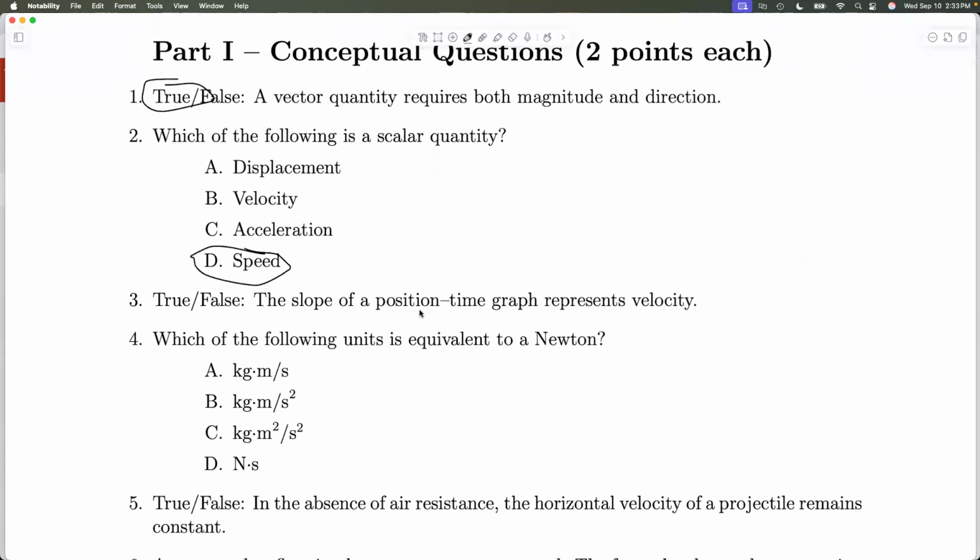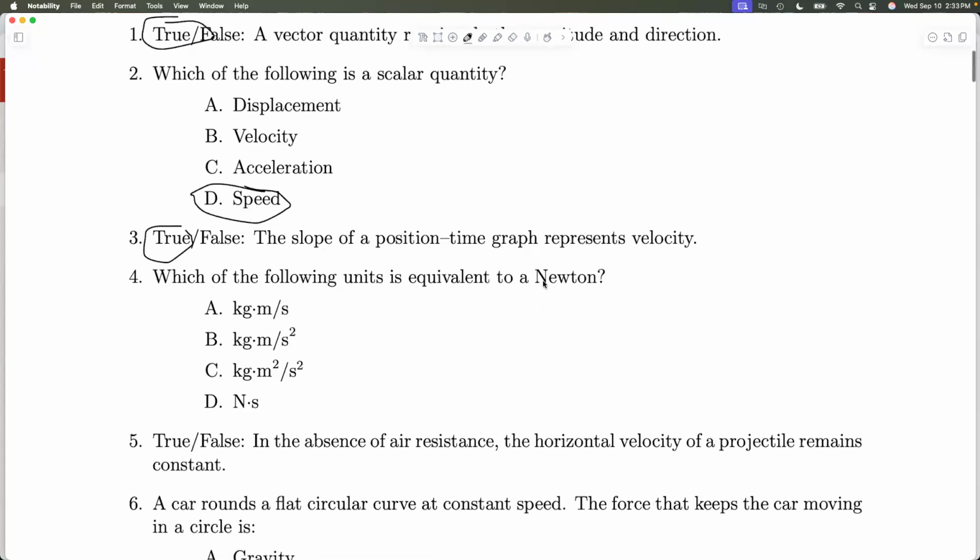Slope of a position versus time graph represents velocity. There are better ways to say that. I would say the derivative of position is velocity, and the slope of the tangent line at a particular point is the velocity at that point, but that's what they meant. It's true.